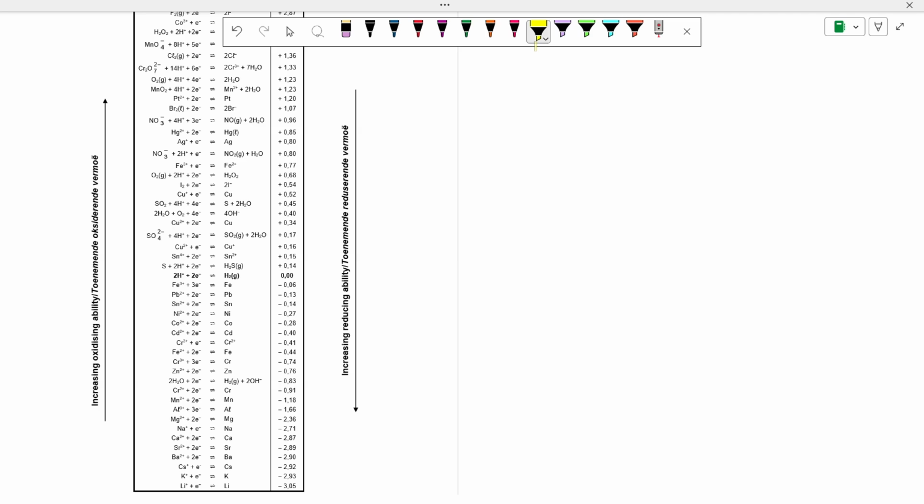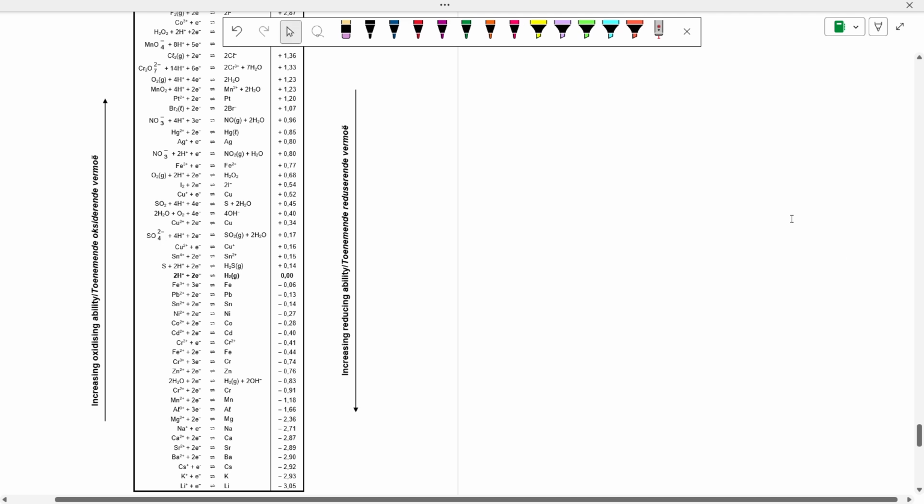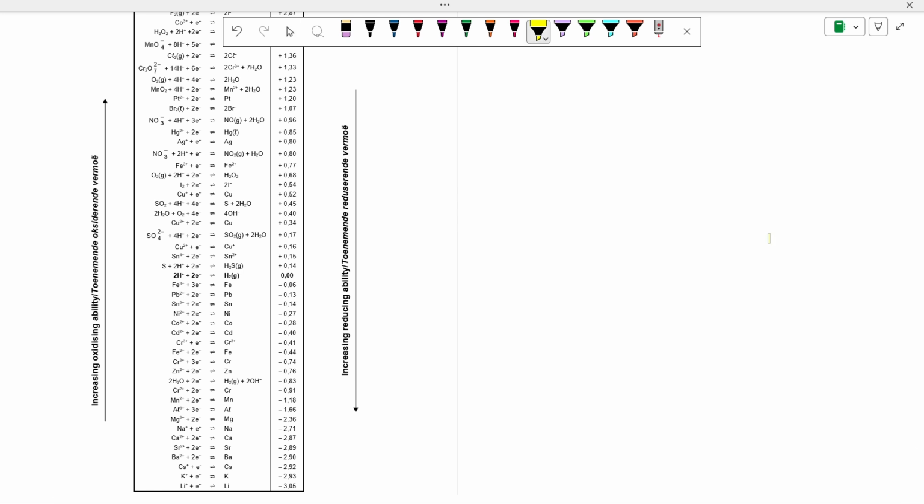Where is that zinc? We had it at 0.76, I think, was the E naught for zinc. Yes, negative. I'm using a different table this time, but again we're just referring to the E naught values. Then Fe 3+ to Fe.